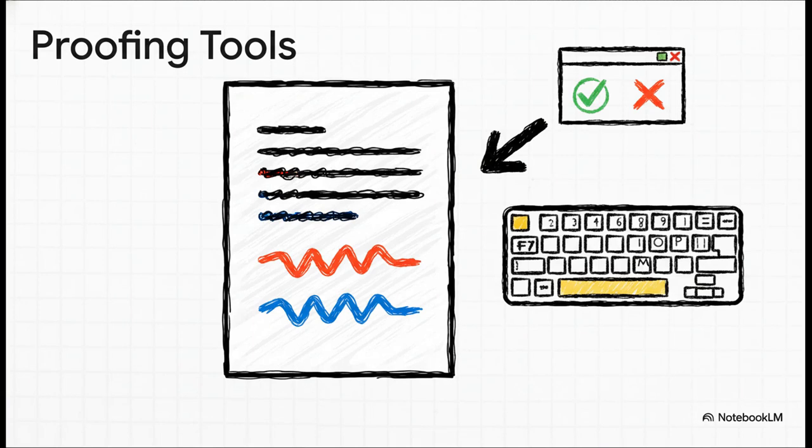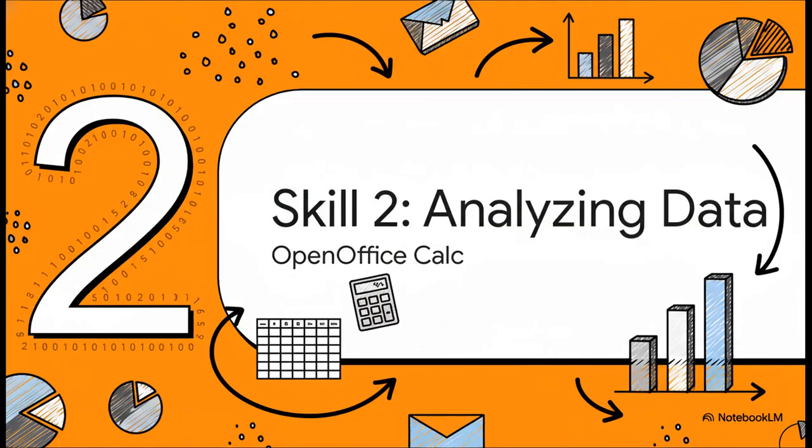And hey, you don't have to catch every little mistake yourself. The software has your back with these little wavy lines. You know the ones. Red means, hey, I think you misspelled this word. Blue means, this sentence sounds a bit weird grammatically. And here's a pro tip for you. Don't just right-click each one. Just hit the F7 key and it'll pop up the full spell check tool to run through everything at once. Super useful.